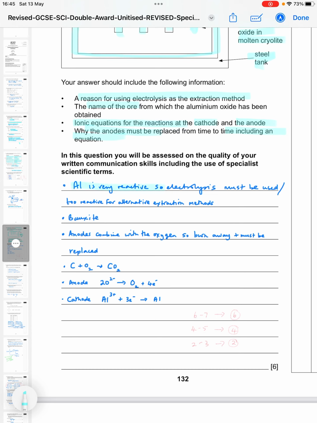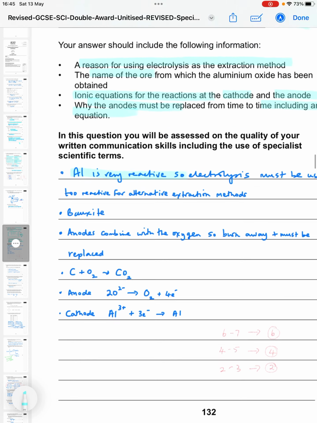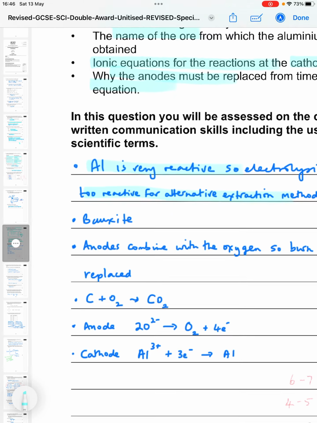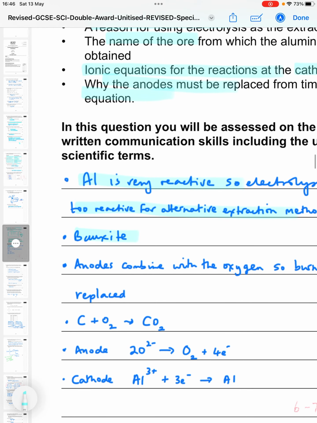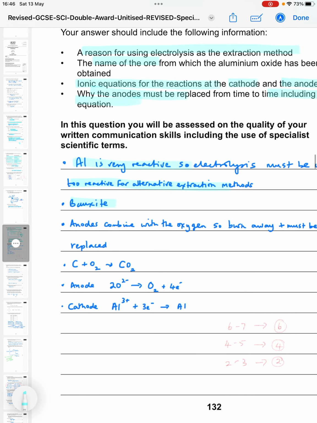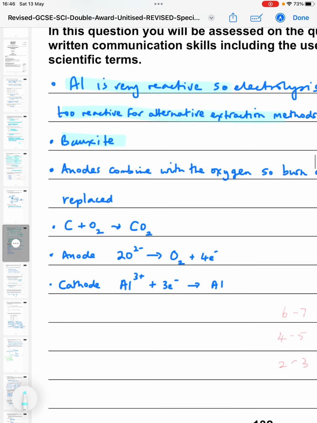So the first point, why is electrolysis used as the extraction method? Well, it's because aluminium is very reactive, so electrolysis has to be used because the aluminium is too reactive for alternative extraction methods. So something like the blast furnace wouldn't work, and just smelting for the less reactive metals like copper wouldn't be able to displace aluminium from its ore. And that takes us to the next point. The name of the ore is bauxite.